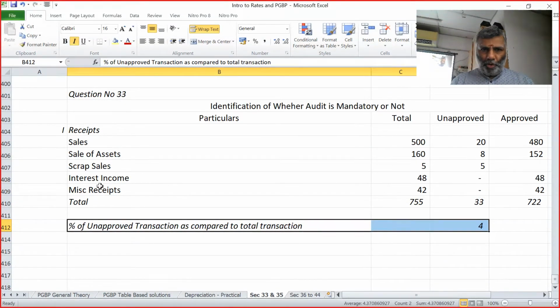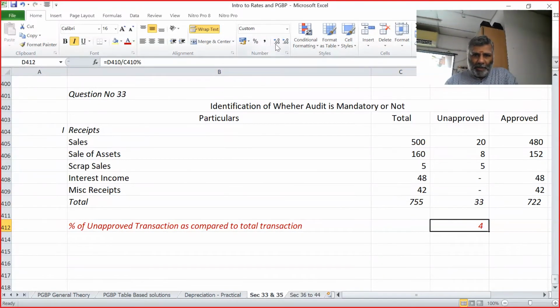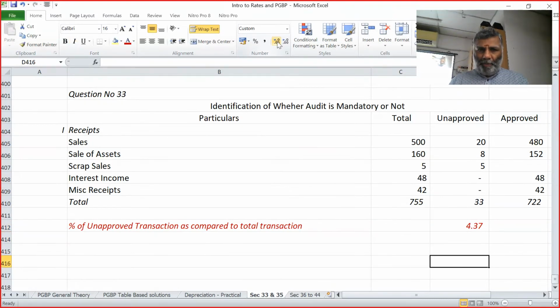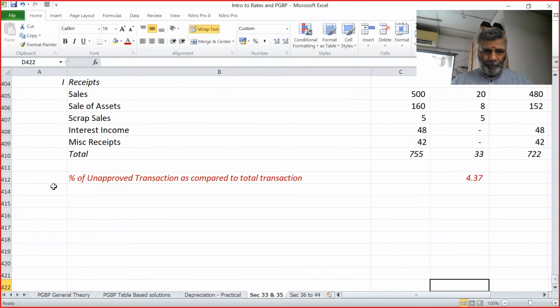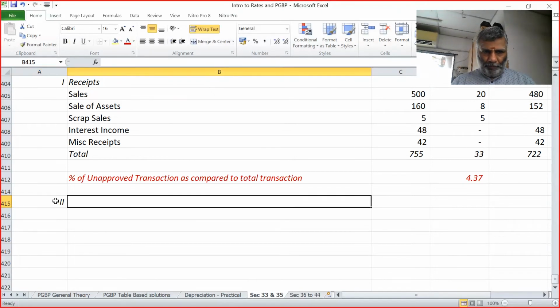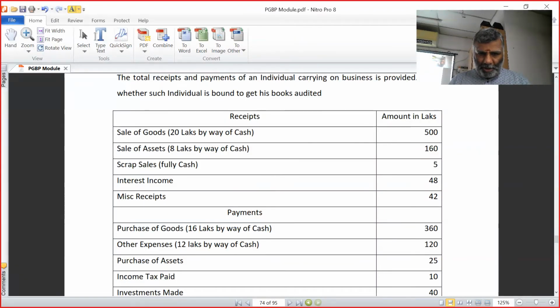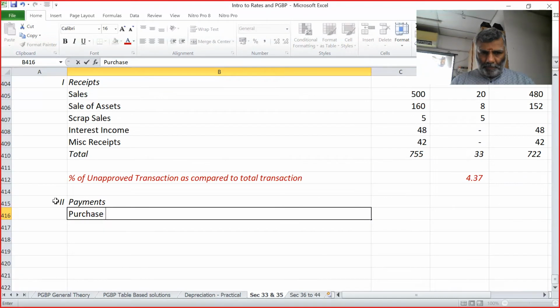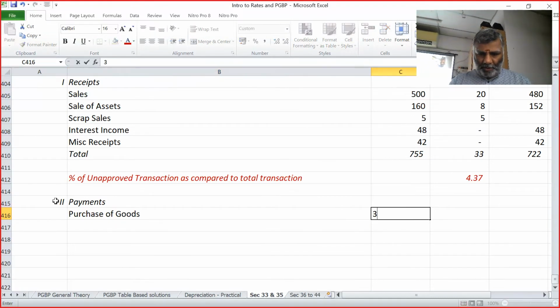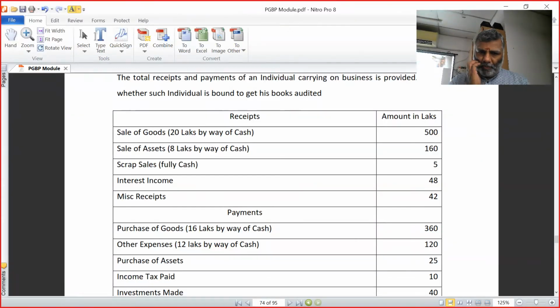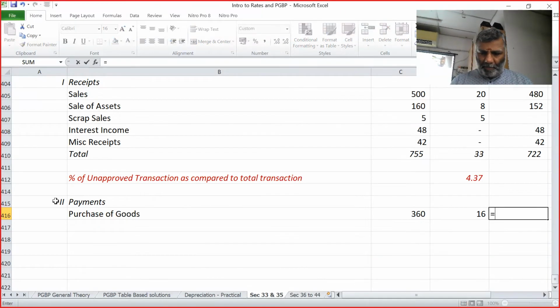As of now, no problem. The assessee is not coming under tax audit because the cash receipts are approximately 4.37 percent only. Similarly, let us work for payments. Purchase of goods, 360, out of that 16 is by unapproved modes.